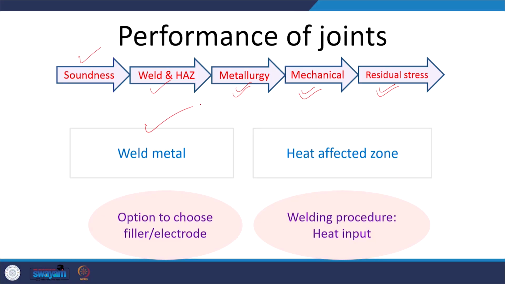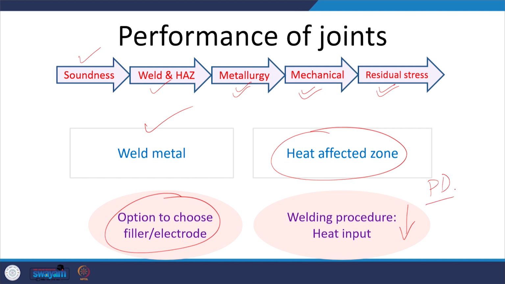This in turn depends on what? The weld metal properties are governed by the choice of the filler in case when the consumable arc welding process is used, but heat affected zone, not much can be done with the heat affected zone except that reducing the heat input, and for that, as I said, use of the high power density welding processes is preferred.